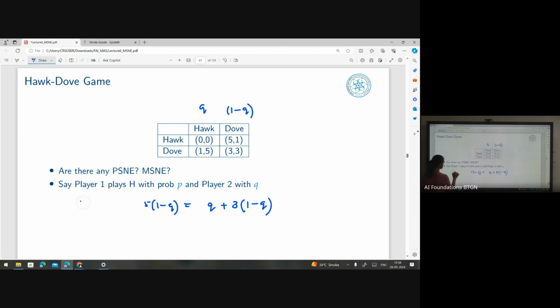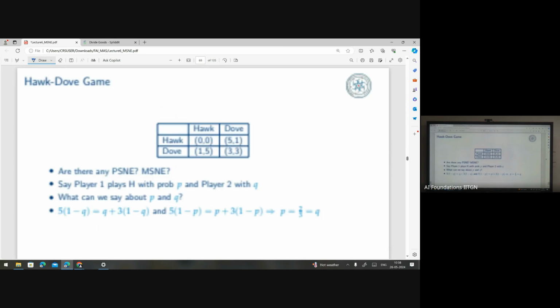Solving this, you will get Q equal to P. So we'll do 5 times 1 minus P. Solving this, you will get the value. So you'll get 2 by 3 each. So both of them will play hawk with the probability 2 by 3. I hope how to compute P's and Q's is clear.